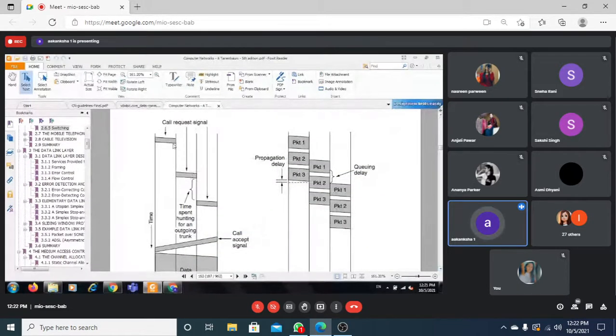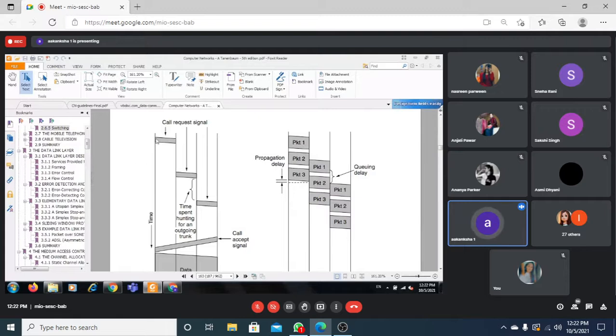See, so this is a call request signal. So I'm dialing someone's number. In the first column you can see this is the call request signal. There are four or five parallel lines because the first parallel line is the sender, and the second parallel line is at a distance that represents the distance between the two switching offices, or two toll offices, or end office, local loop.